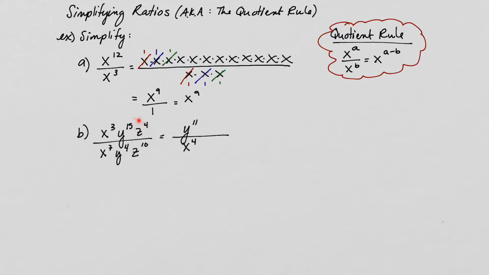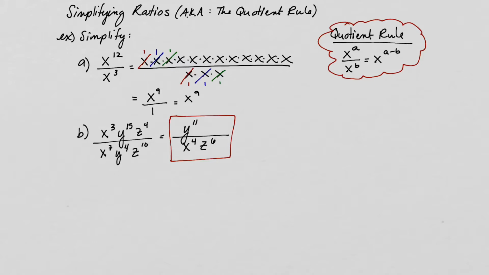If I look at this last piece, I have 4 z's on top and 10 z's on bottom. So where do I have more z's? The bottom. How many more do I have? I have 6 more. So I have 6 more z's on the bottom there. So that would be my final answer there. It would be y to the 11th over x to the 4th divided by z to the 6th.